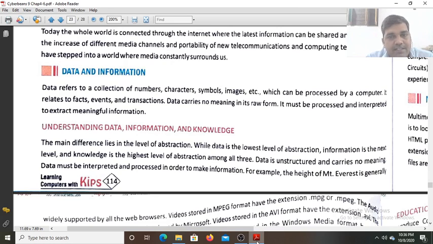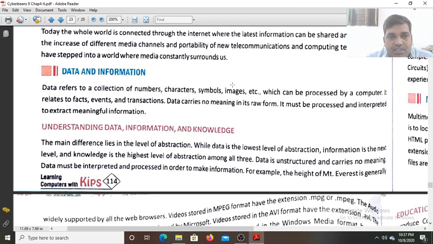Symbols also you can take as the logo of any organization, like the logo of a school, logo of a university. That is the symbols. Images, any images, maybe the images of products, maybe images of things, maybe images of persons. Okay, so all the collections of numbers, characters, symbols, images are processed by a computer for analyzing some result. So that is called data analysis. After analyzing, some conclusion is deduced from the data, and which is done by the computer. This is called processing.